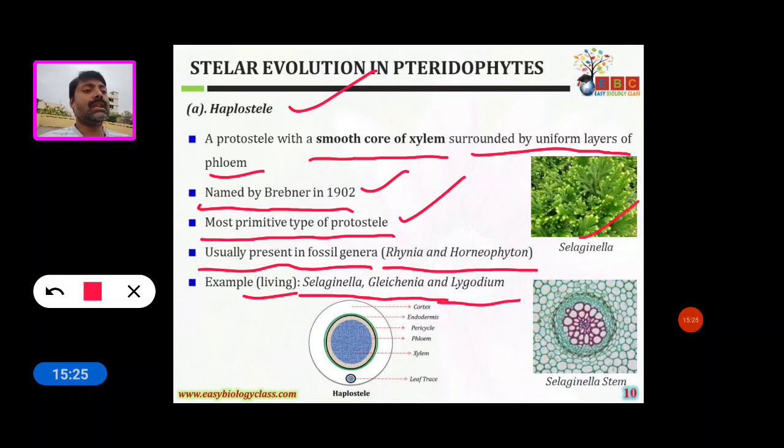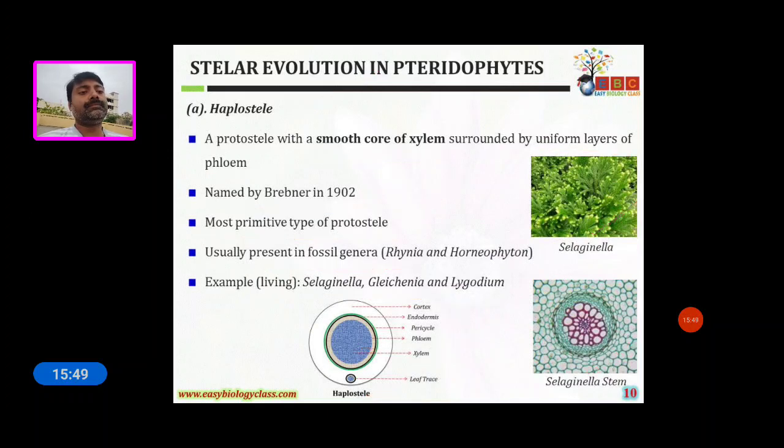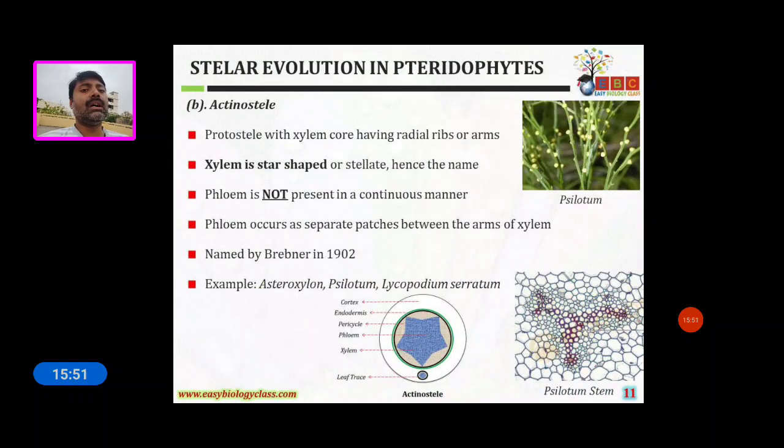This is the Selaginella plant and this is the Selaginella stem. This is the haplostele. The center portion is the xylem, surrounded by the phloem, the pericycle, endodermis and cortex. These are the leaf gaps and leaf traces. So this is the haplostele. Next we see the actinostele.